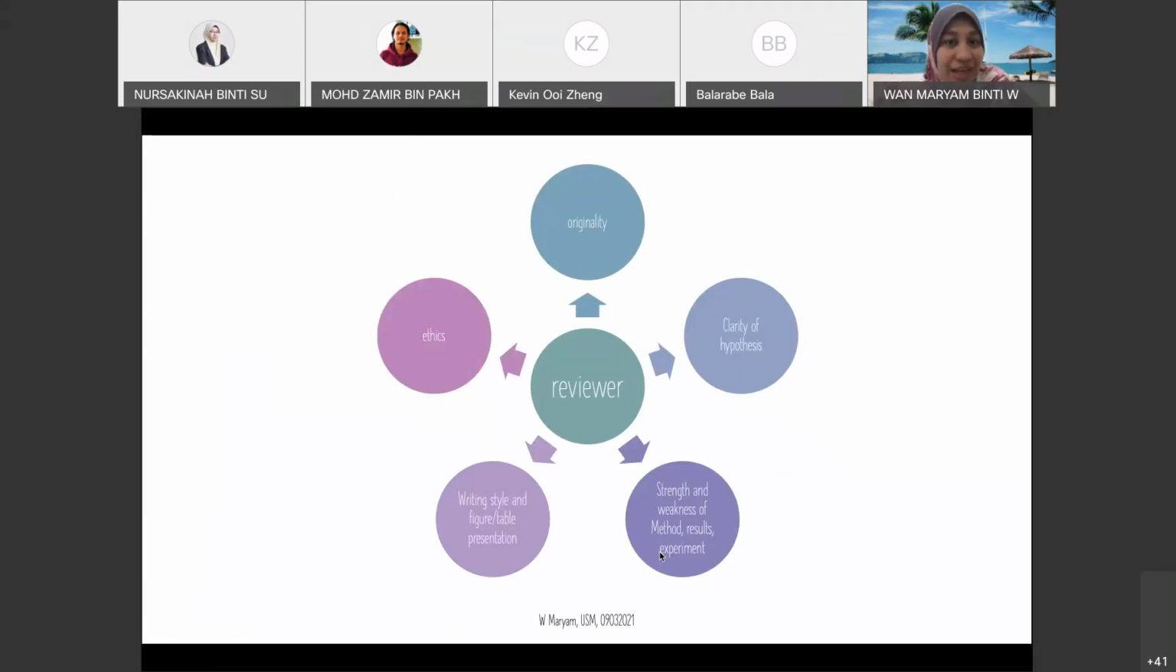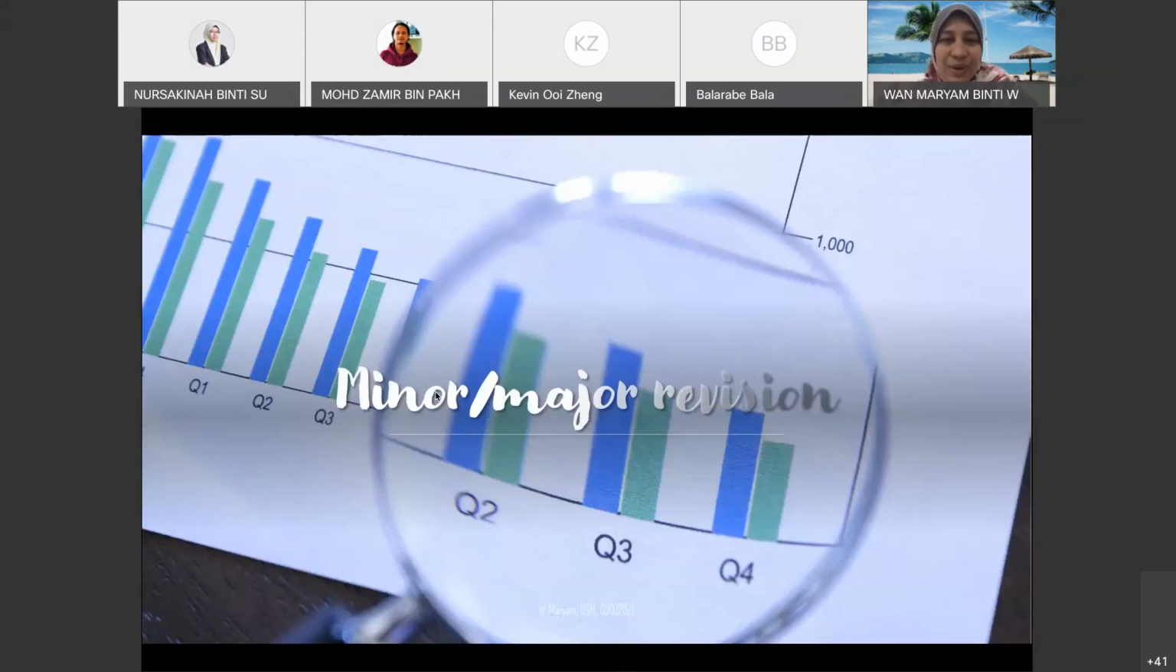Ethics. Ethics is something that's quite big. Even though you have all four, if it's not ethically correct, it will be rejected as well. Okay, so ethics is quite a big thing. So be very careful when it comes to ethics. All right, so minor or major revision.